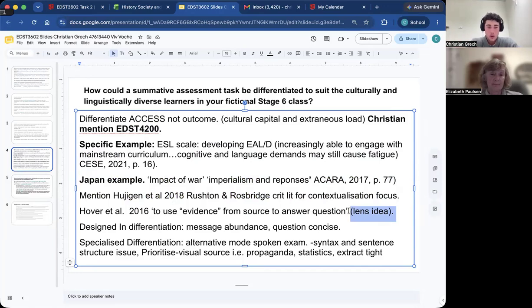Regular students will have more extraneous load trying to read or decipher prompts, but ELD students are already held back because they don't understand the language as well. You remove that extraneous load and you let them access it.